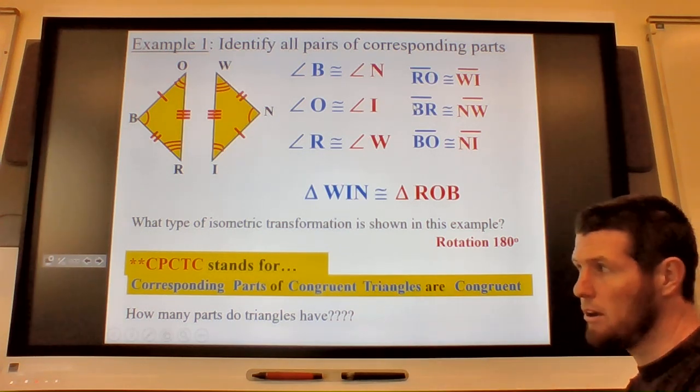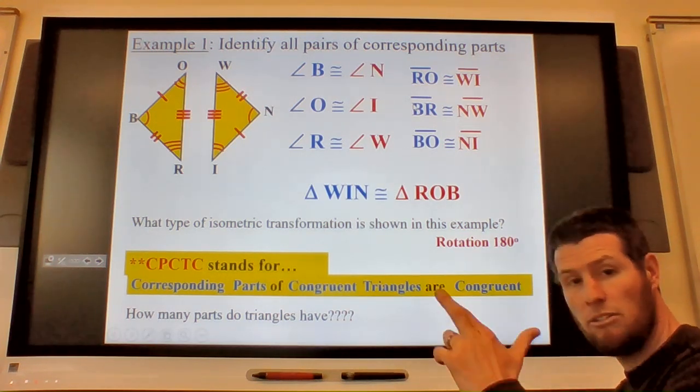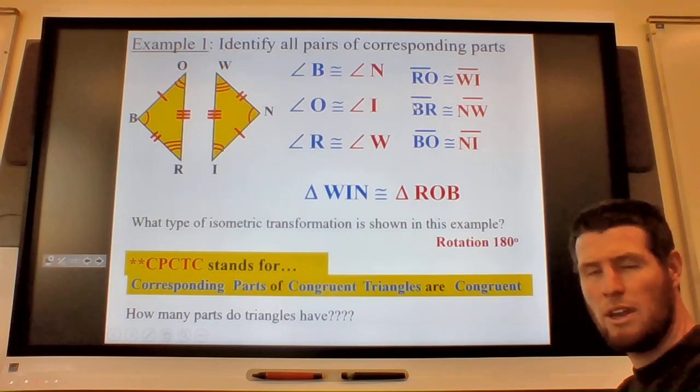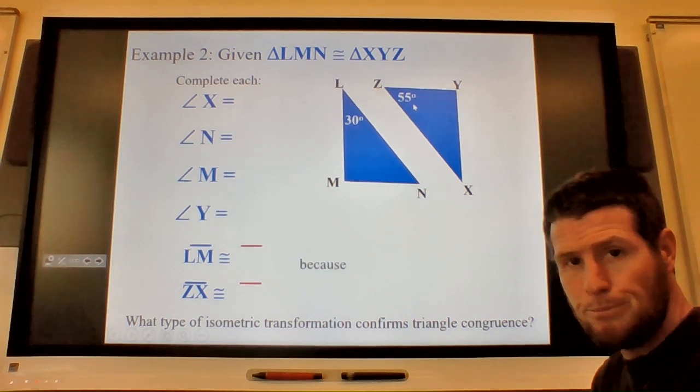I'm just going to throw it out there. CPCTC, when you come back, hopefully sometime in April, cross our fingers, we'll be using CPCTC quite a bit in proofs towards the end of a proof. And of course, you know triangles have 6 congruent parts.